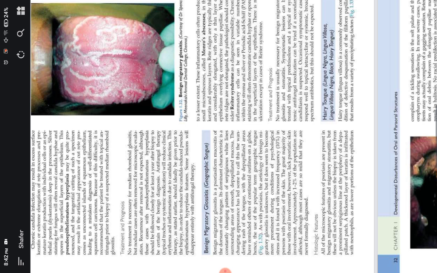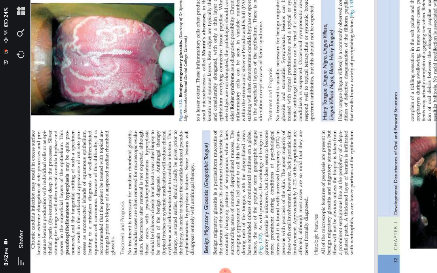As the name suggests, benign means any condition which is not malignant, which cannot spread, and which is harmless. Migratory is literally a term which means a condition which can migrate, which is not stable, and glossitis is something which shines.